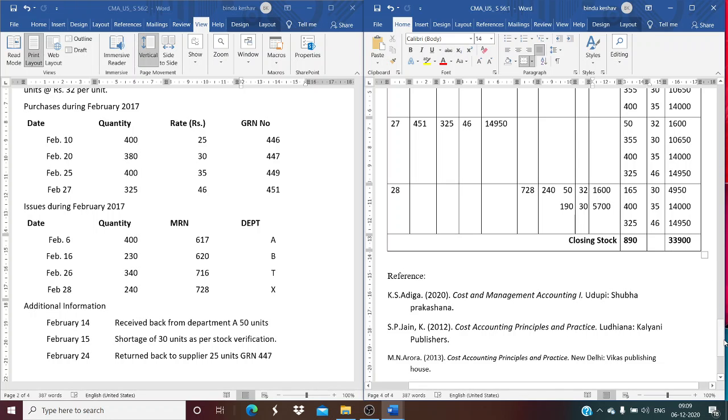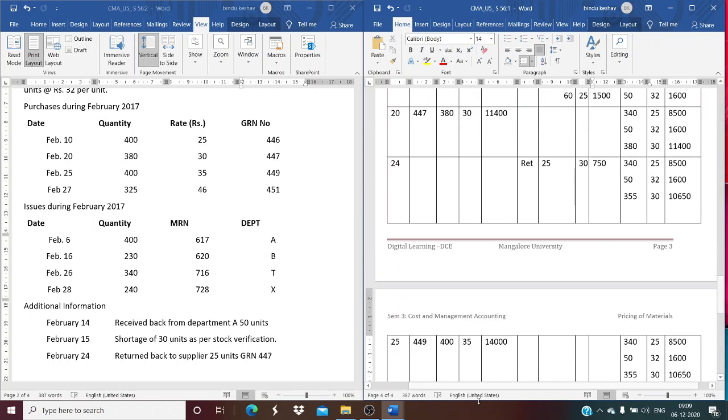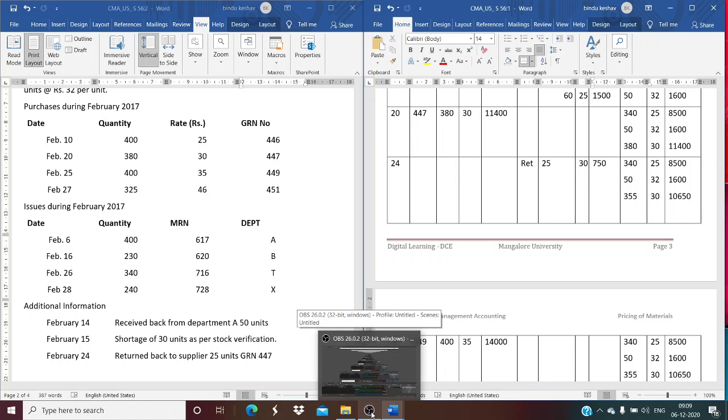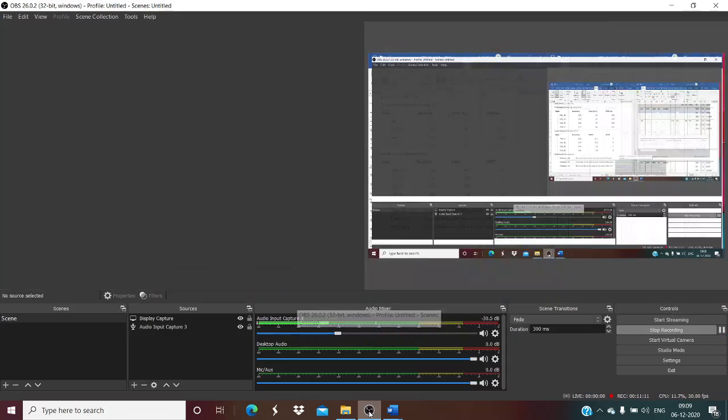So this is the preparation of stores ledger, wherein the adjustments relating to returns to stores, returns to vendor, and shortage is explained.